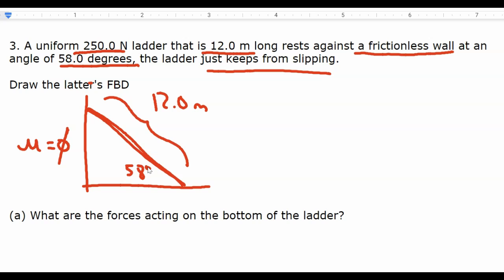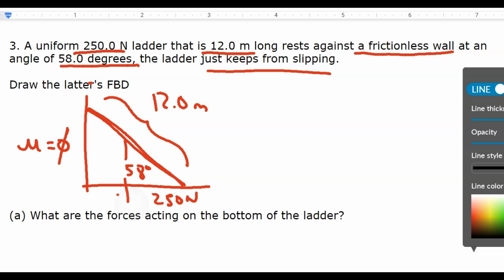So without looking back, who could be a force on the ladder? If all else fails, you just do mg, which turns out to be 250 Newtons. Put the information and draw a picture. Anything else, girls, that you can remember from the other ladder problems? We call it FG as well.